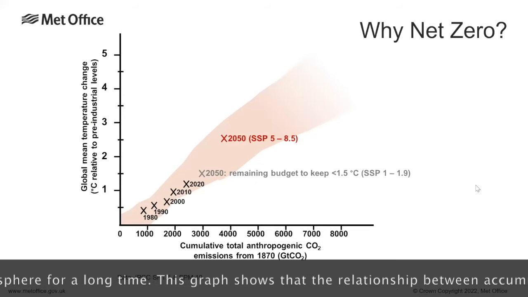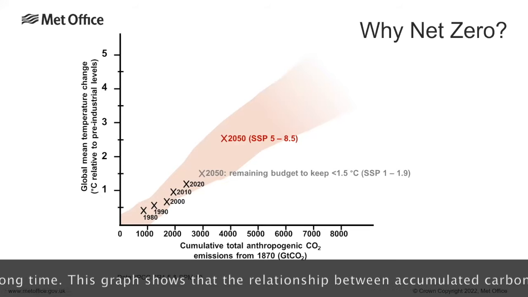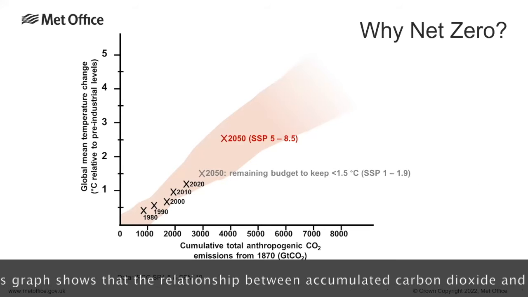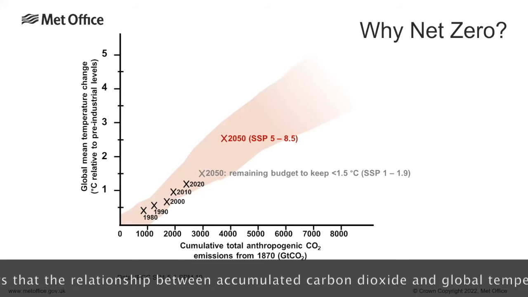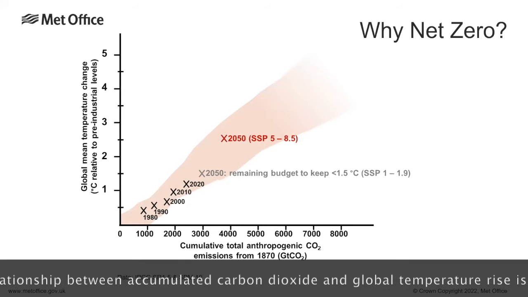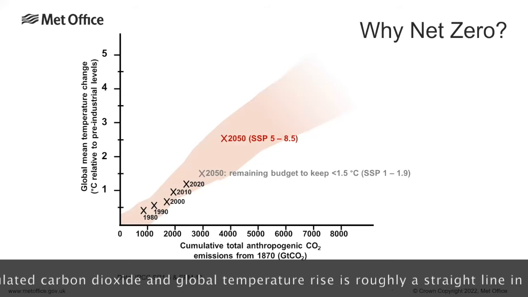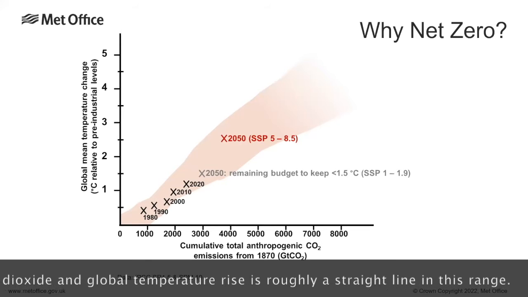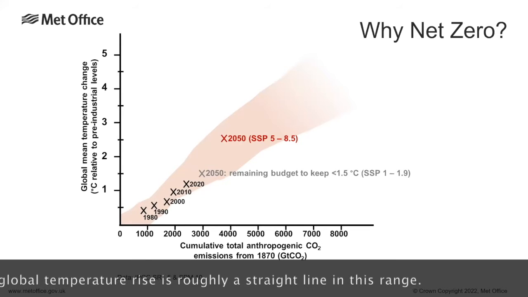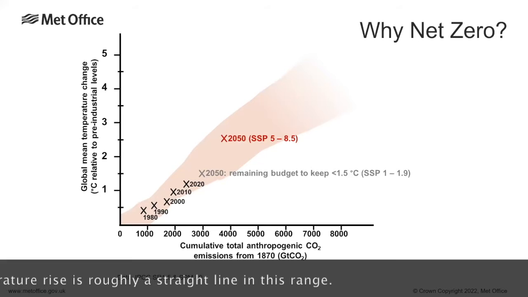And the black crosses show the relationship between that accumulated carbon dioxide and the temperature for the past decades. And you can see they sit pretty much on a straight line. So as the carbon dioxide accumulates, so the global temperature warms roughly as a straight line. And there are theoretical reasons for thinking it's close to a straight line in this range.